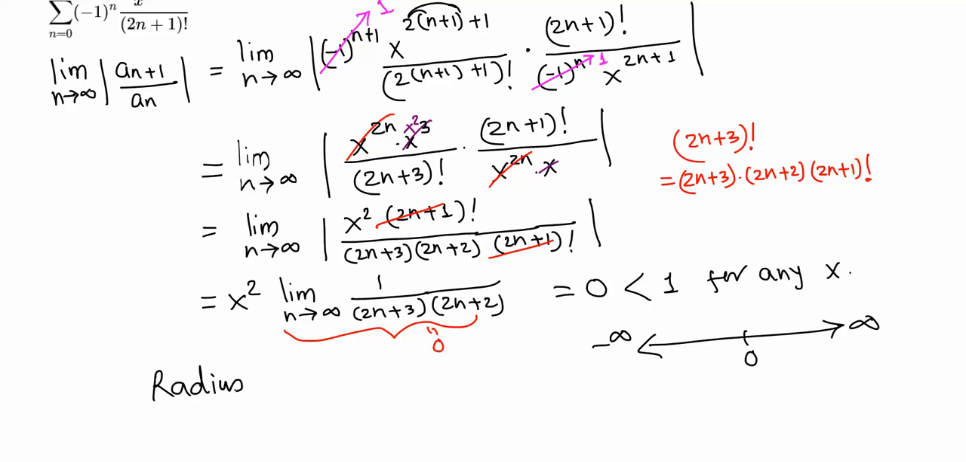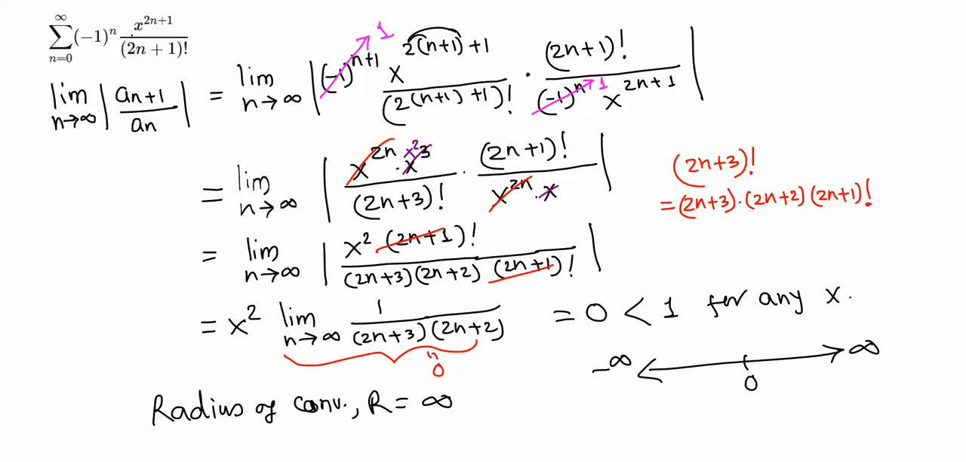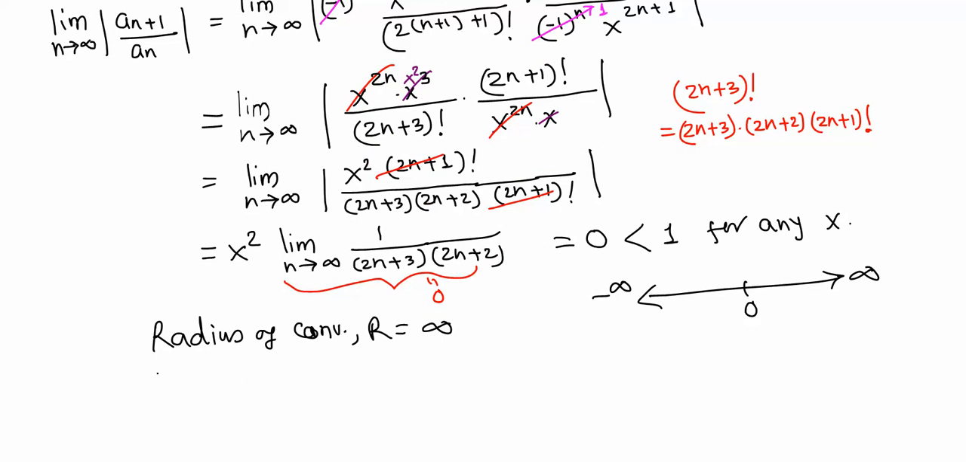The radius of convergence, which we denote by r, is infinity. That means this series converges for any value of x. If we put in any value of x, the series has a finite sum. And the interval of convergence is negative infinity through positive infinity. Final.